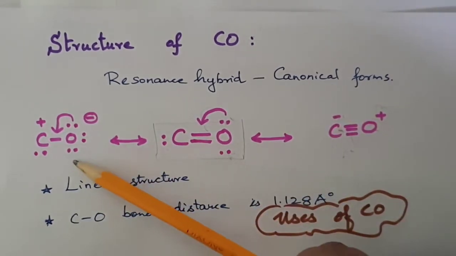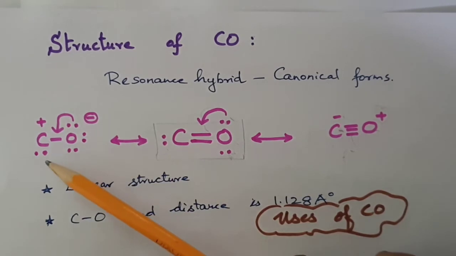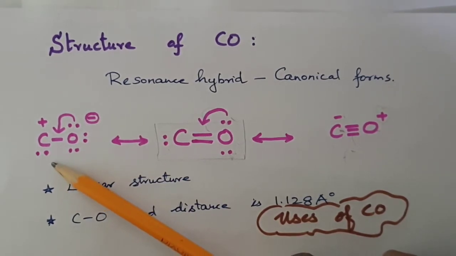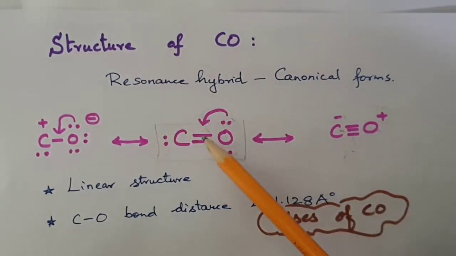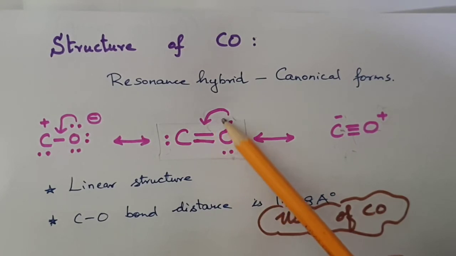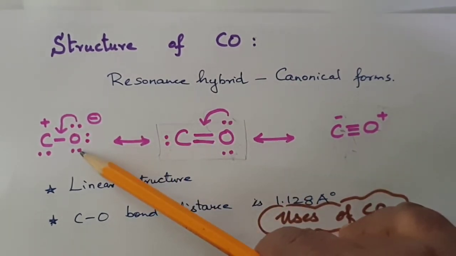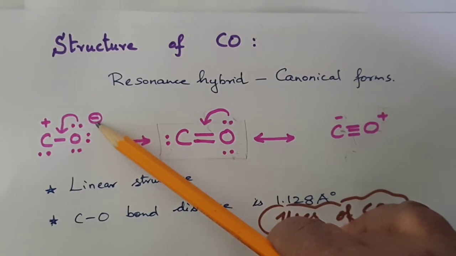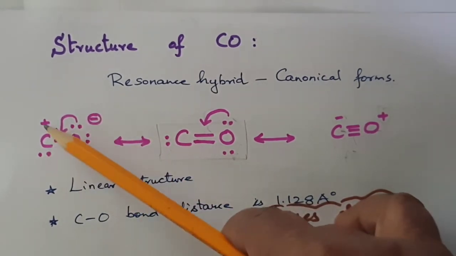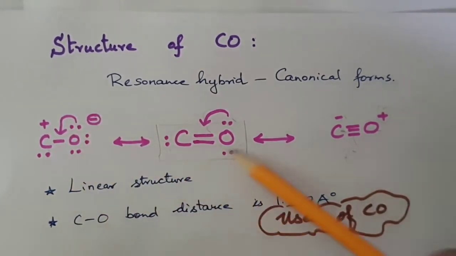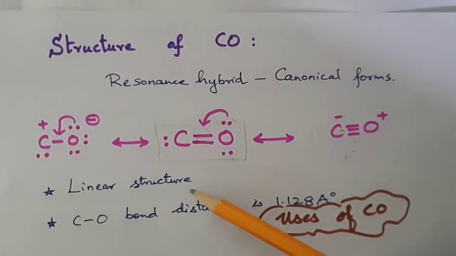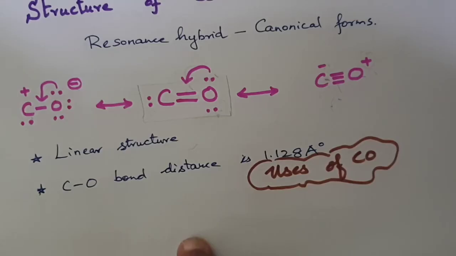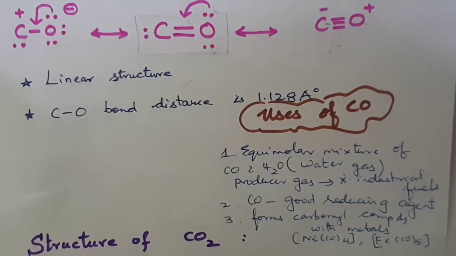Now look at the other canonical form of carbon monoxide. Here, in this particular case, you will find one of the bonds breaks and the lone pair of electrons goes to the oxygen, thereby giving oxygen a negative charge, and consequently our carbon will get a positive charge. So these are the different canonical forms of carbon monoxide. Carbon monoxide has a linear structure and the carbon-oxygen bond distance is 1.128 angstroms.